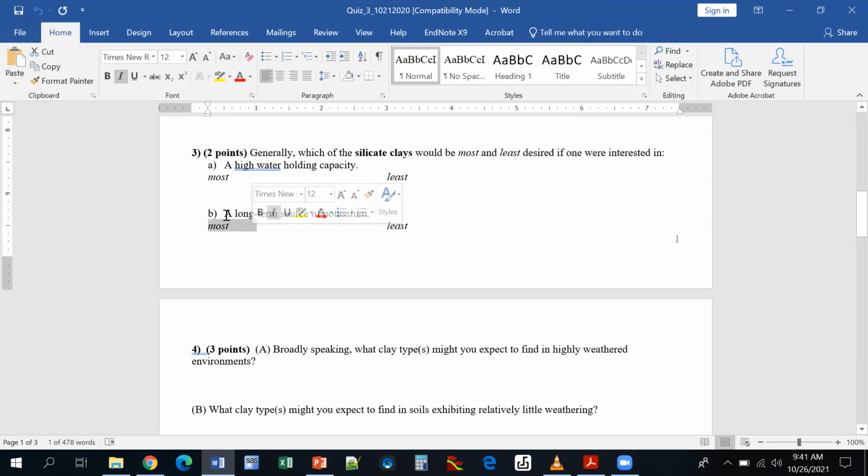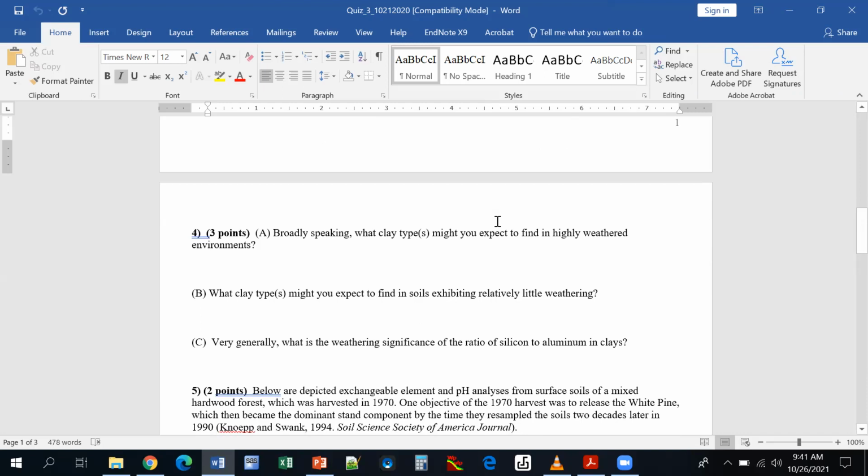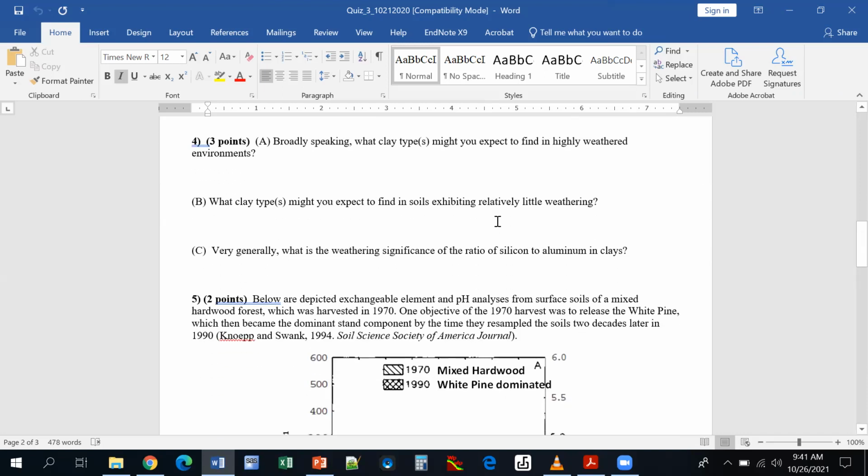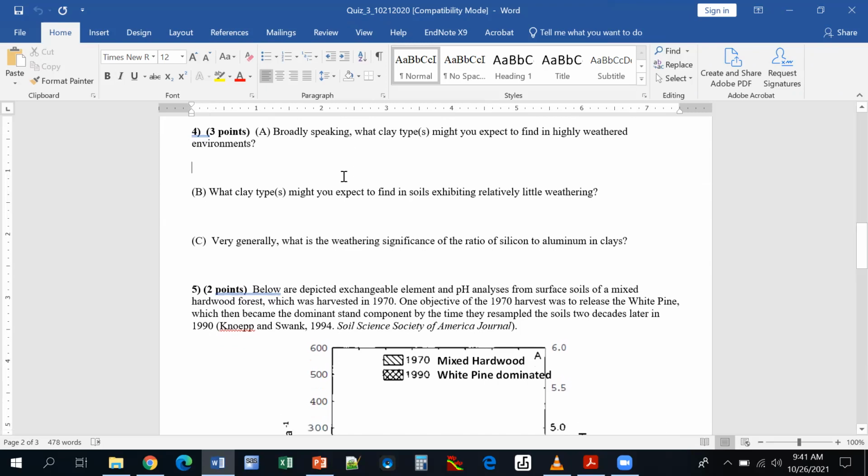So if you said vermiculite, that would be better than, say, the least fertile clays would be, again, at the far right. So 1-to-1 or kaolinite or oxides. So any questions about that? And again, I accepted a wide range of answers there. And then question 4 here was, again, just acknowledging that if we measure the elemental ratios of silica to aluminum, that directly represents how weathered that clay is. So higher weathering means lower ratio of silica to aluminum.